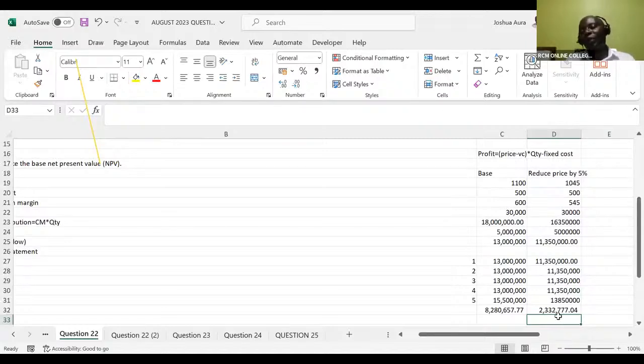So is there somebody who has been able to get this net present value really? Is there anybody who has been able to get the net present value?